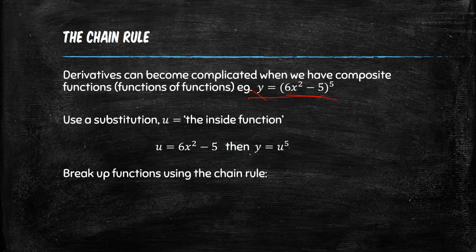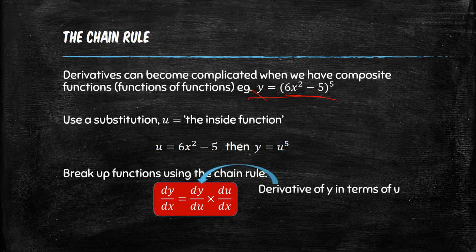We can break up the functions using the chain rule, and we have this formula here. So dy over dx equals dy by du times du by dx. Now the first bit is dy by du. So that's the derivative of y in terms of u. So we'd work with an equation where it's got y equals something something u. And our second bit is the derivative of u in terms of x. So the equation would have u equals something something x.